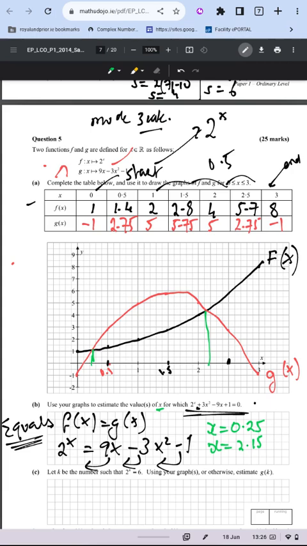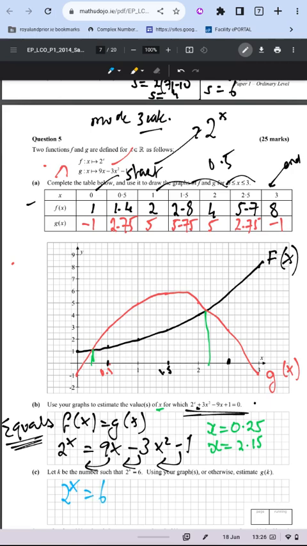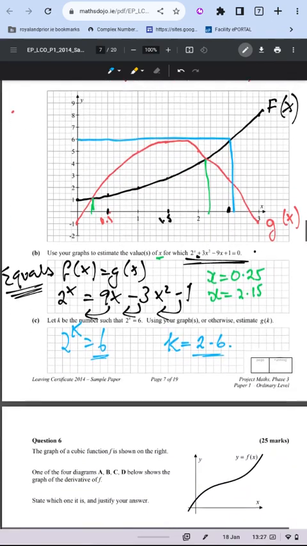And let k be the number such that 2 to the power of k is equal to 6. So 2 to the power of k is the same as saying 2 to the power of x, the black curve. All they've done is replace the x with the k. So where is that black curve equal to 6? What you've got to do is go across from 6, using your ruler, to where it hits the graph, go down, and get about 2.6, 2.59, whatever you want. And that's it.